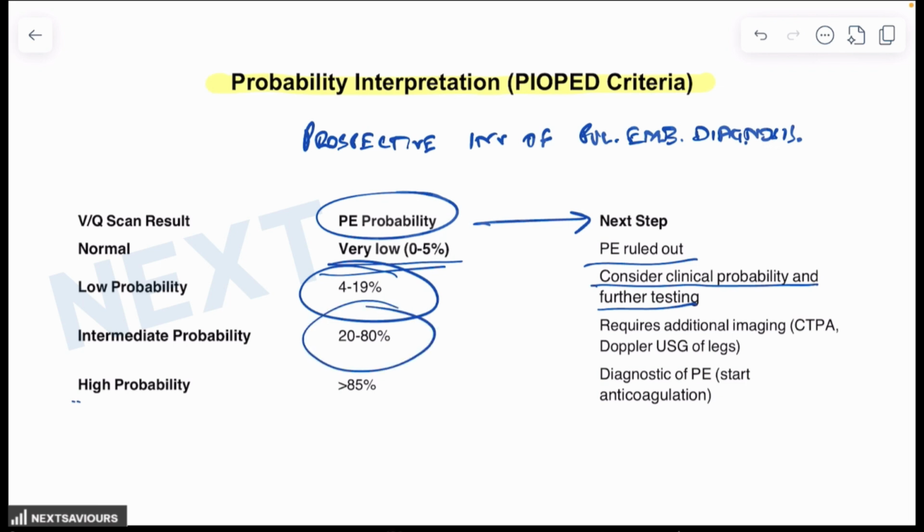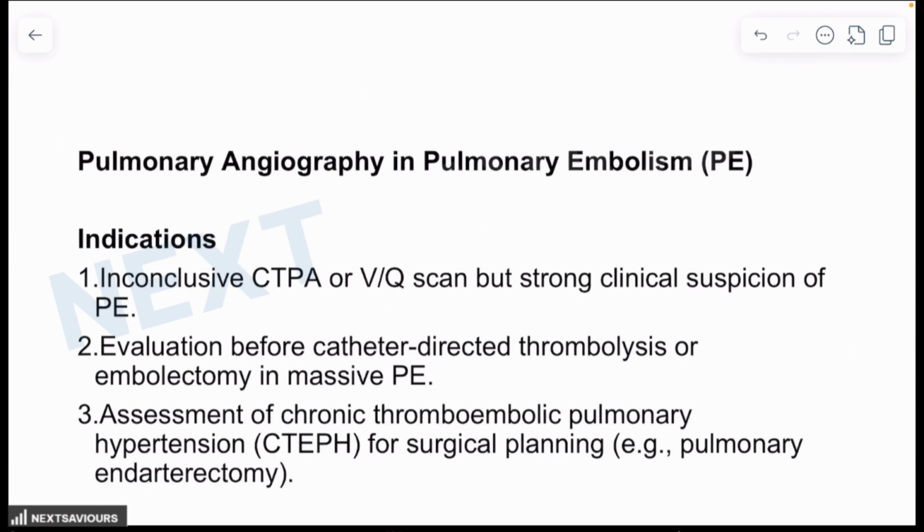But if the probability is intermediate, then it requires additional imaging like CTPA, Doppler USG of the legs in order to identify the cause. But if the probability is high, then the diagnosis of PE is done and you have to start with the anticoagulation management. So this is the role of ventilation perfusion mismatch.